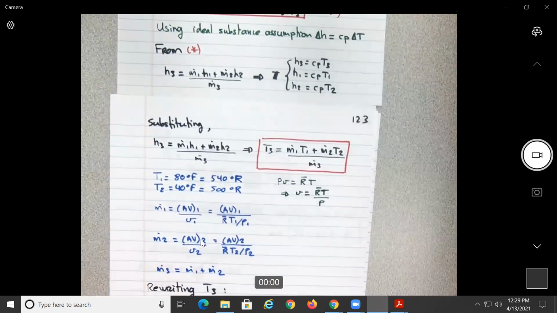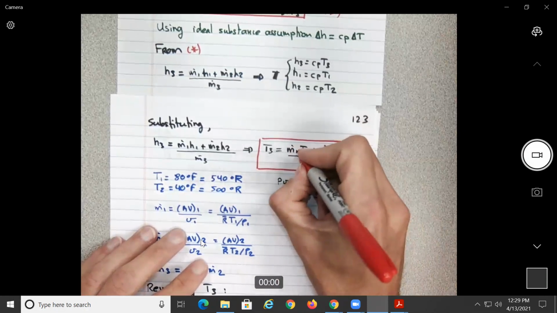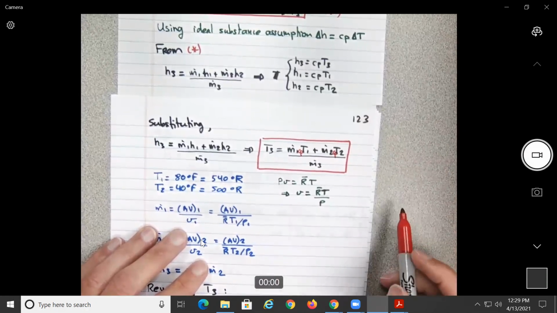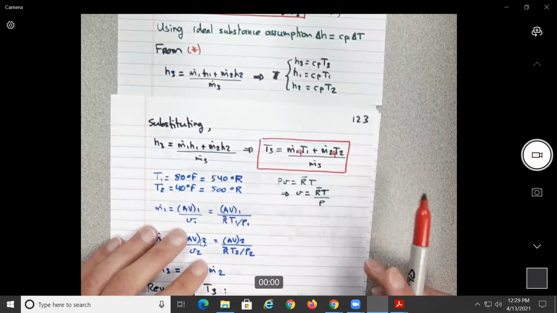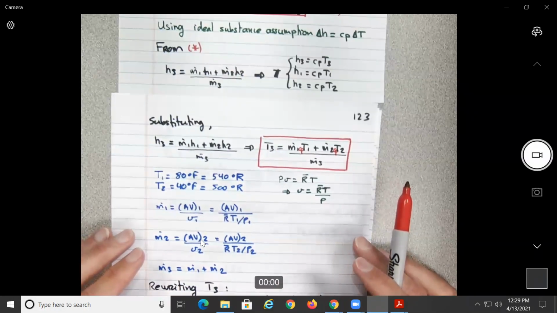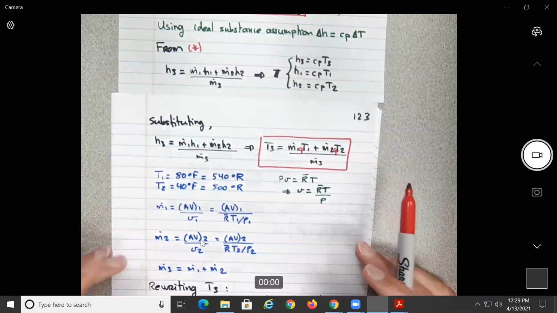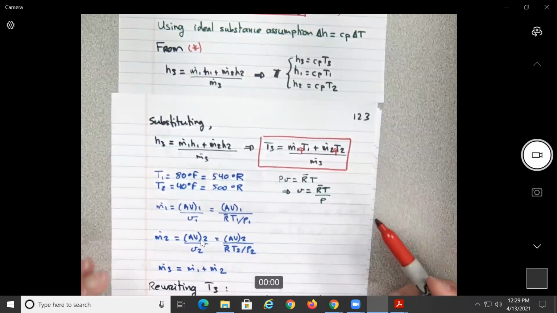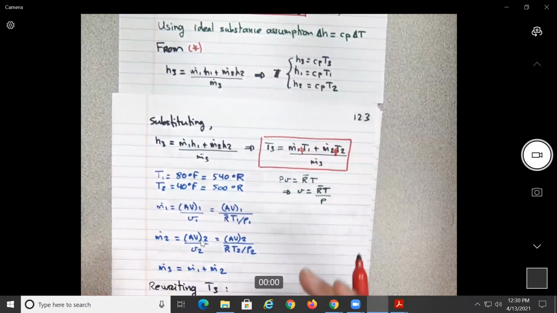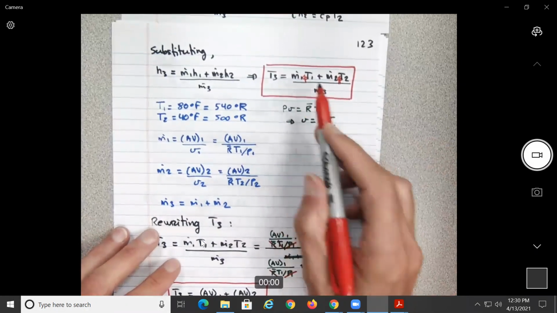So maybe let's go back to this. You go in green, not in red. So this should be what? M Cp T1 and Cp T2. I was going too fast. Divided by M3. Then you have a Cp at the T3, yeah. So at the end they all cancel out, so if you want, you can cancel it out over here. But if you want to be accurate, you have the Cp there.